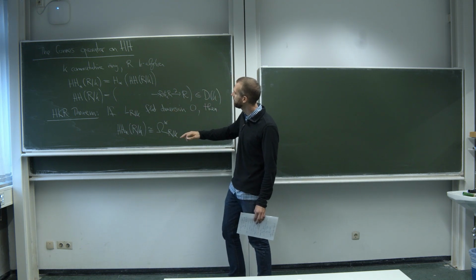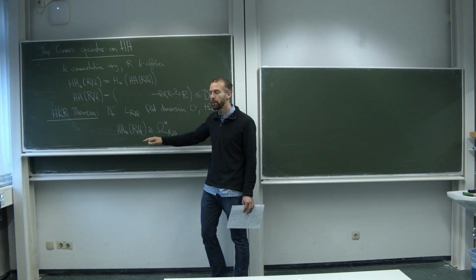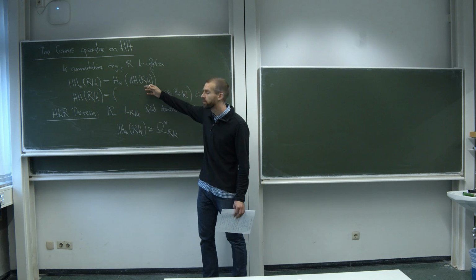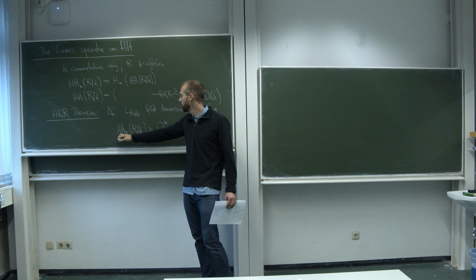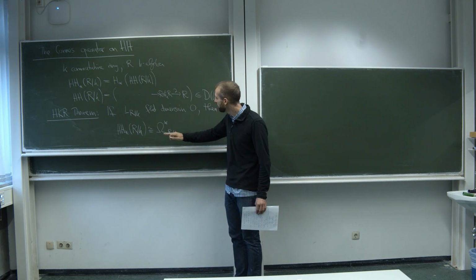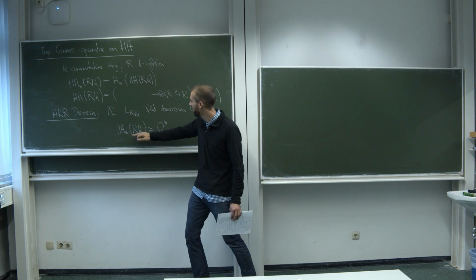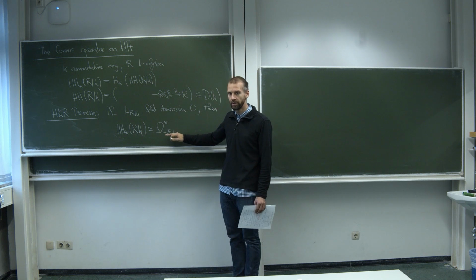If R is actually commutative over K, then this is a graded commutative ring. The Hochschild complex is a CDGA, and the Hochschild homology groups are a graded commutative ring. And so is the right-hand side. The de Rham complex is just the exterior algebra of the Kähler differentials, so it's also a graded commutative ring, and this is an isomorphism of graded commutative rings.